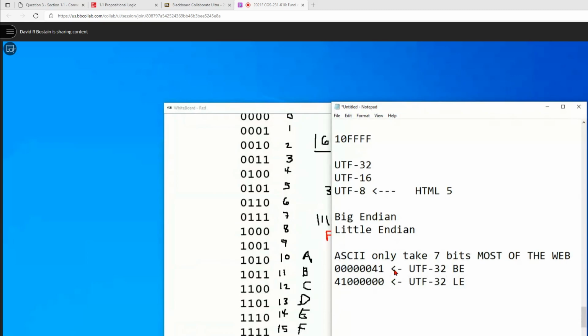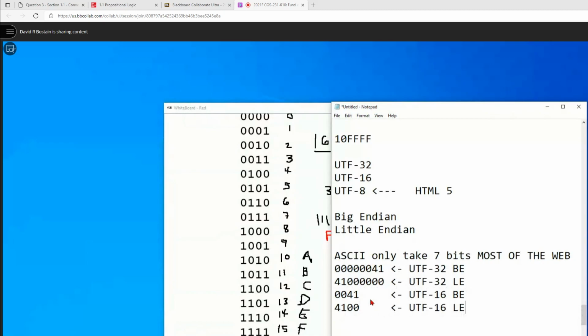Now UTF-16 only uses 16 bits to represent its data. So we know for a fact that we can fit our number in there. 0041 would be UTF-16 big endian. 4100 would be UTF-16 little endian.